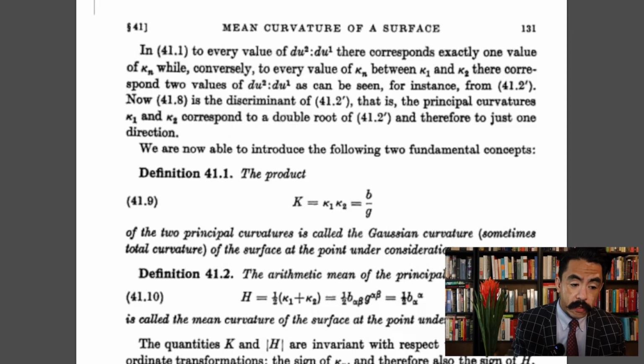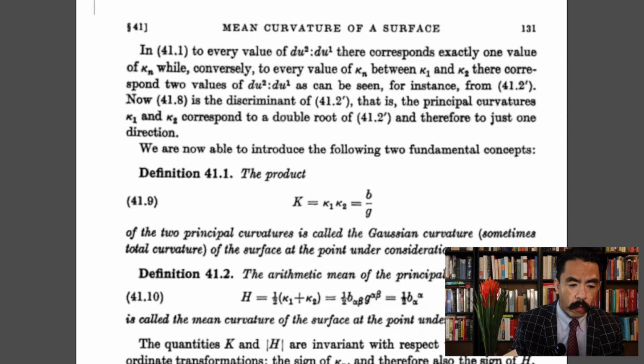The principal curvatures kappa sub 1 and kappa sub 2 correspond to a double root of the expansion of the 2x2 determinant equaling 0 in terms of the fundamental forms, and therefore to just one direction. We are now able to introduce the following two fundamental concepts.